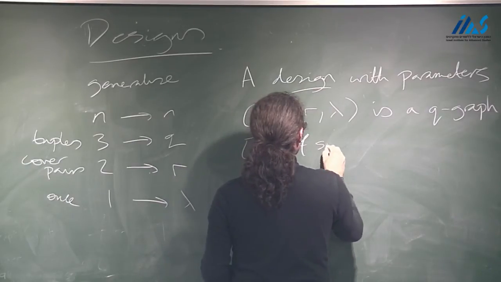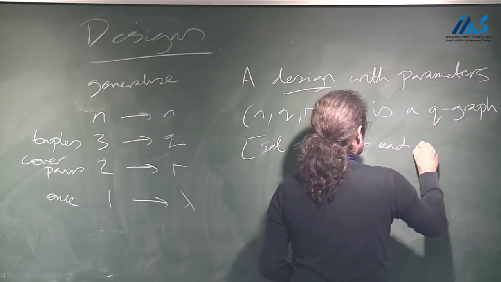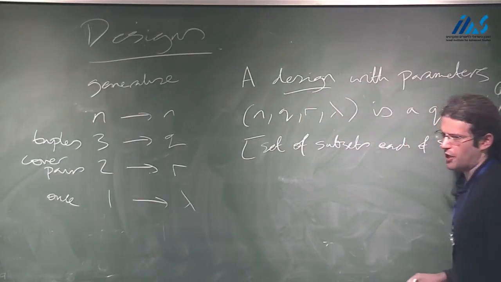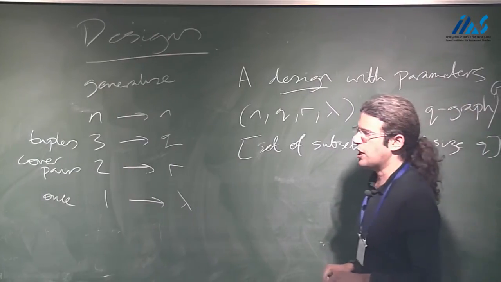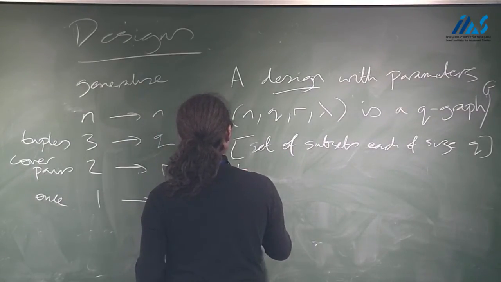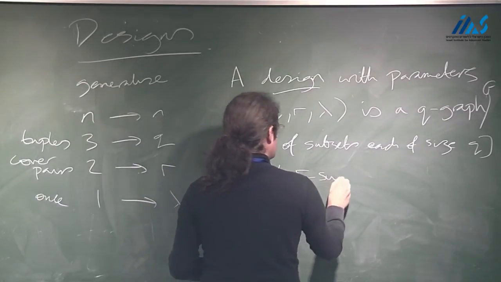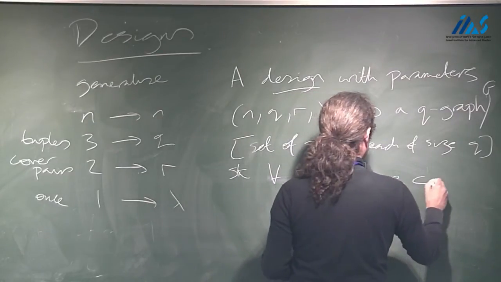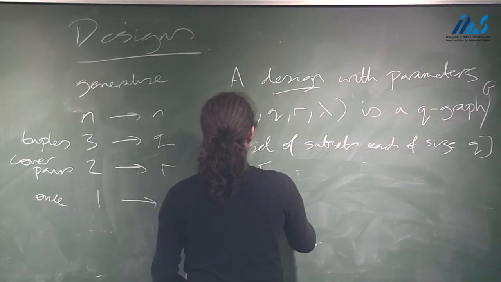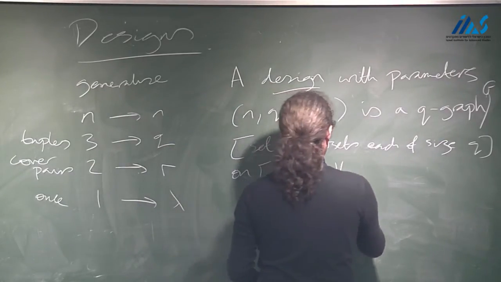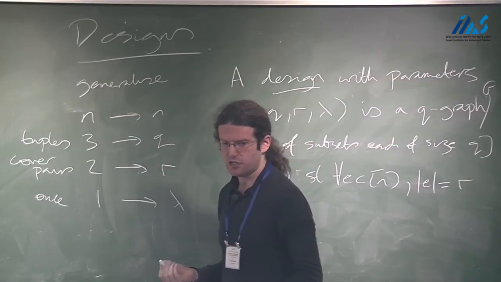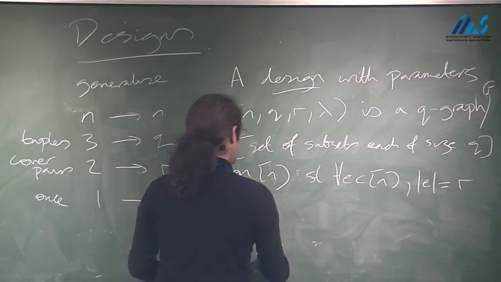A set of subsets, each of size q. A q-graph G. I'll say a bit more about hypergraphs in a second. But this is a hypergraph in which edges have size q. A q-graph G on n such that for any set F subset of n of size r, there are exactly lambda edges of G that contain F.